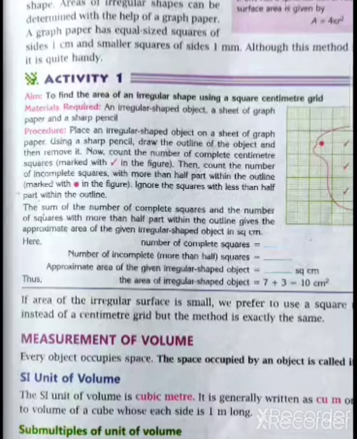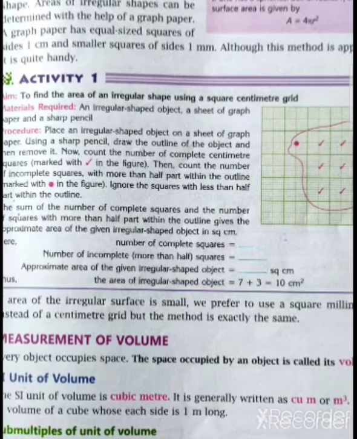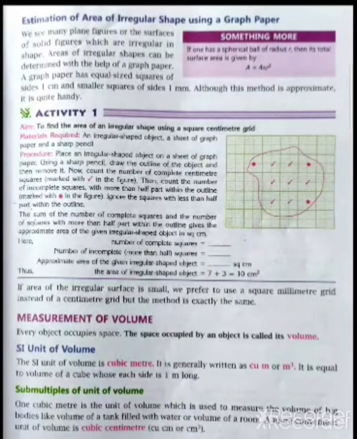What is volume? Basically, the space occupied by an object is called volume, and its SI unit is cubic meter, which can also be written as meter cube. Sub multiples of the unit of volume are cubic centimeter and cubic millimeter for lower sections of volume.